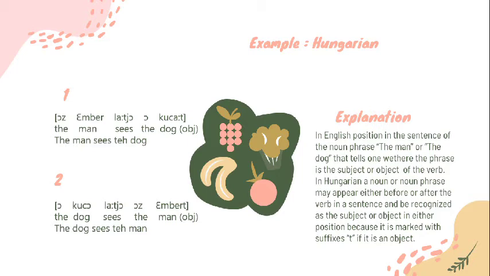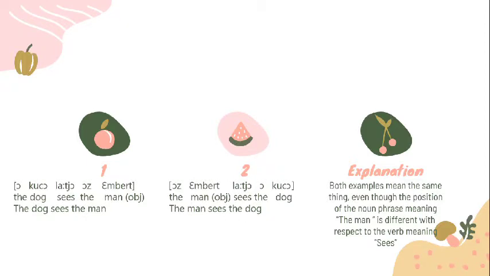and be recognized as the subject or object in either position because it is marked with the suffix t if it is an object. As you can see from the example, the first example means the dog sees the man, with the man as the object, and the second sentence is the man sees the dog, and the man is still an object. Both examples mean the same thing, even though the position of the noun phrase, meaning the man, is different with respect to the verb meaning sees.